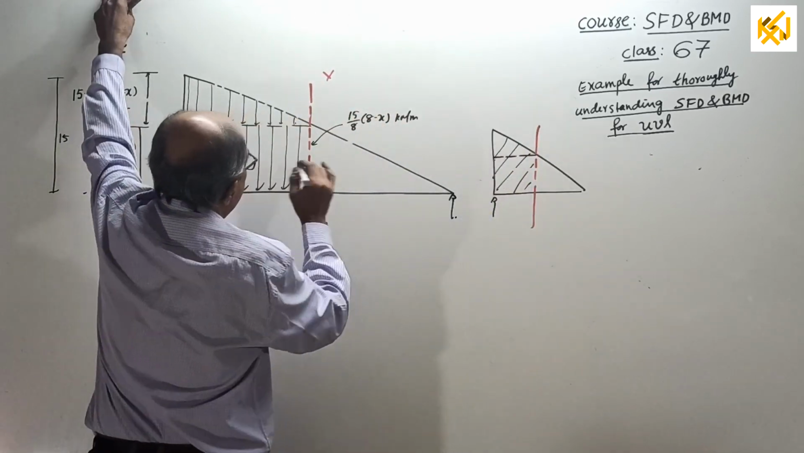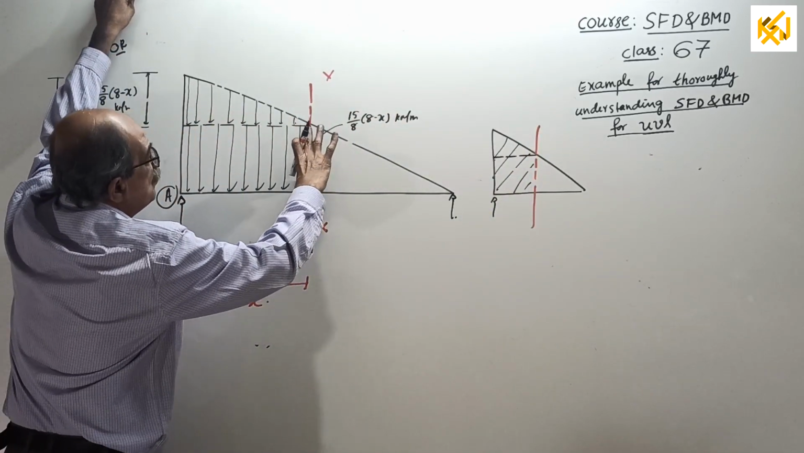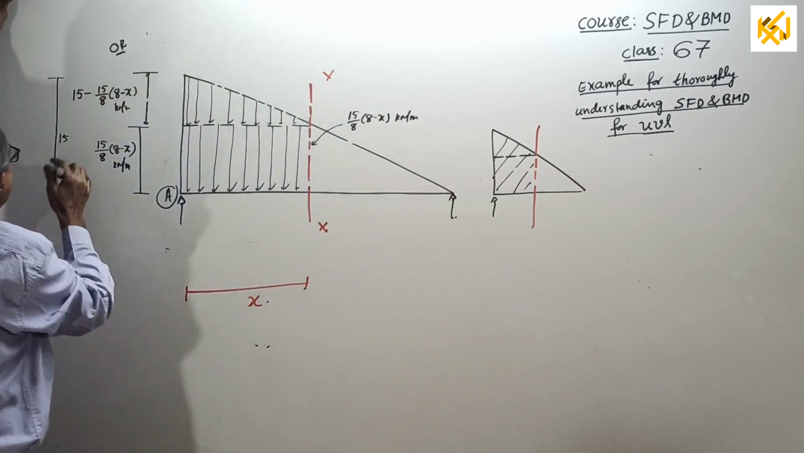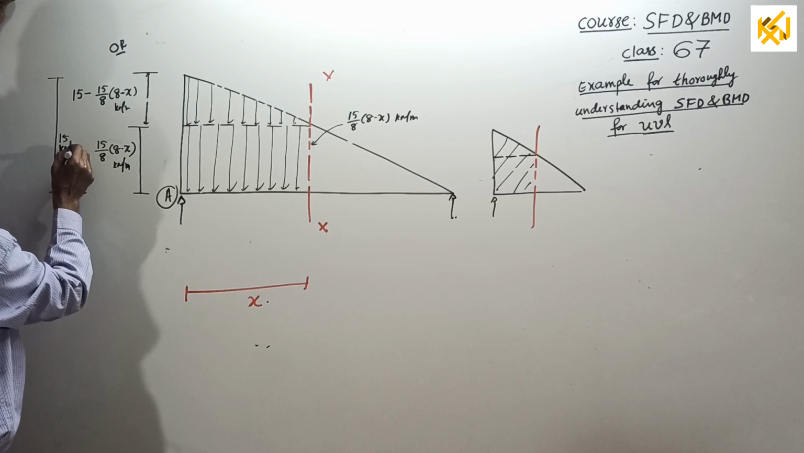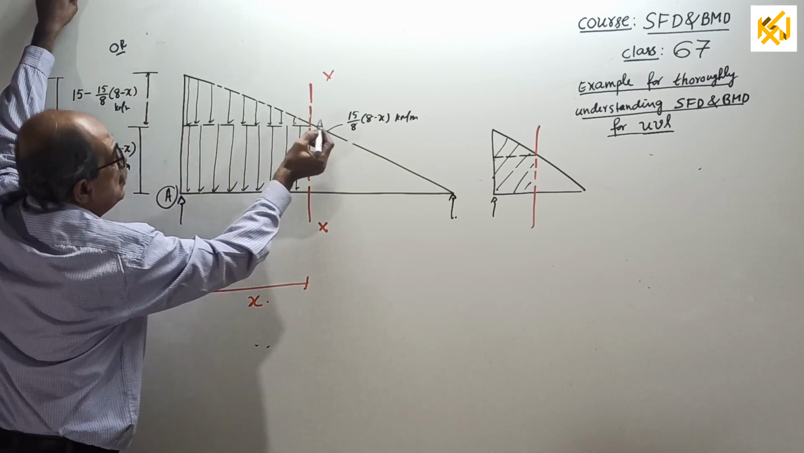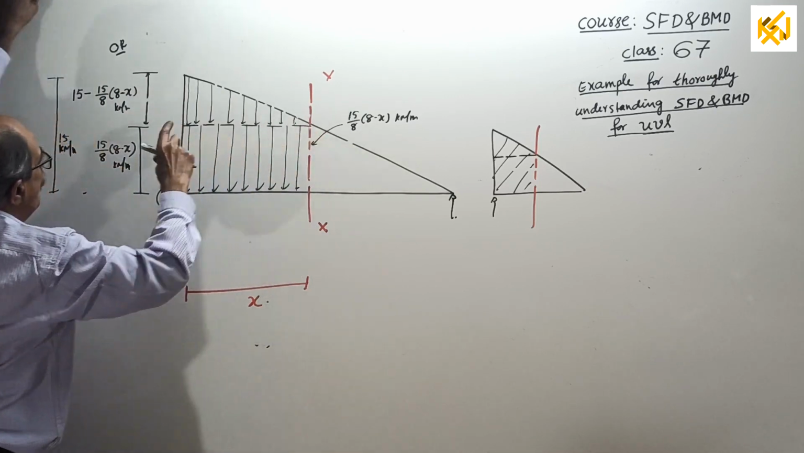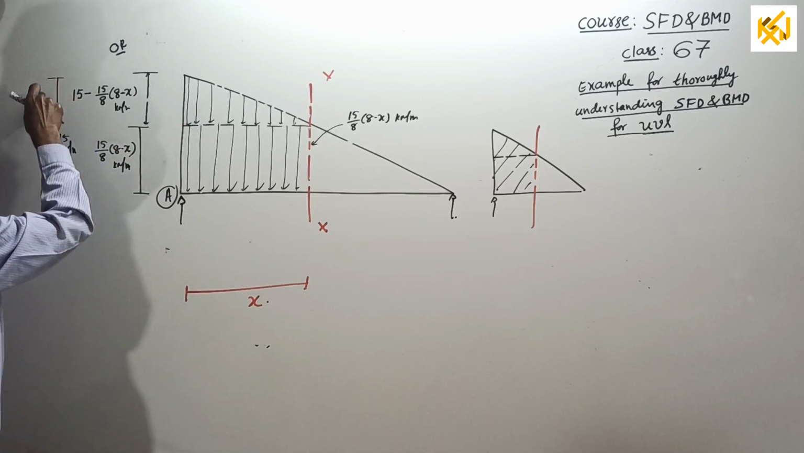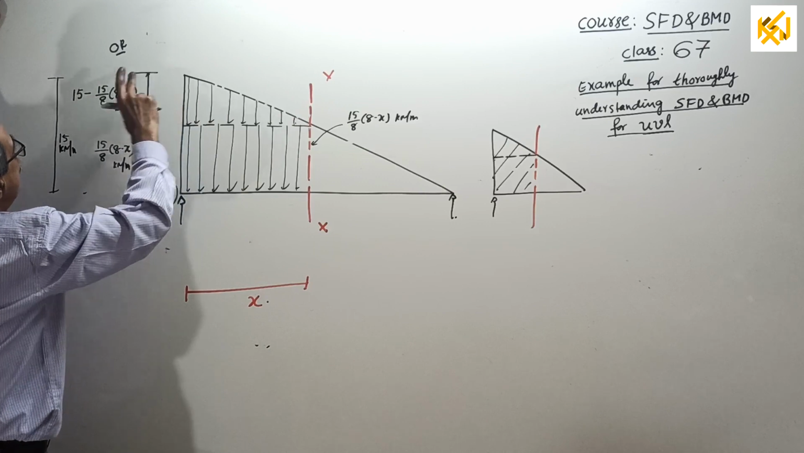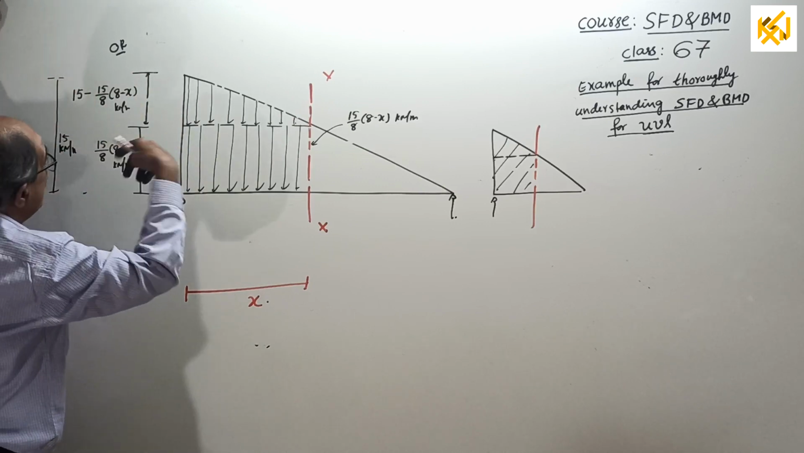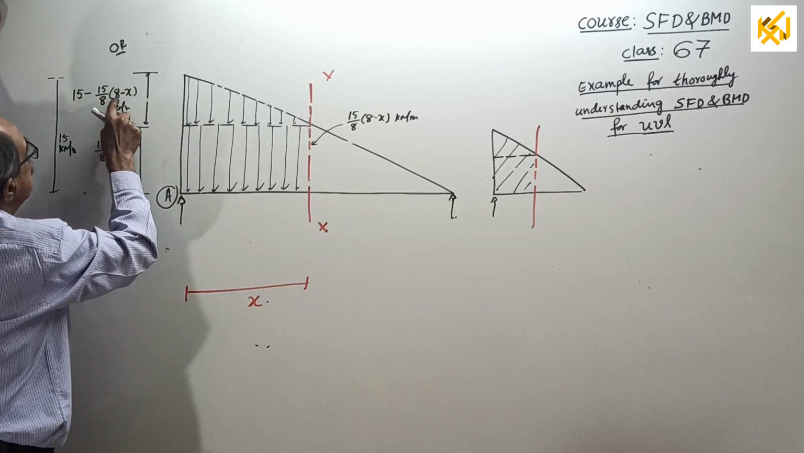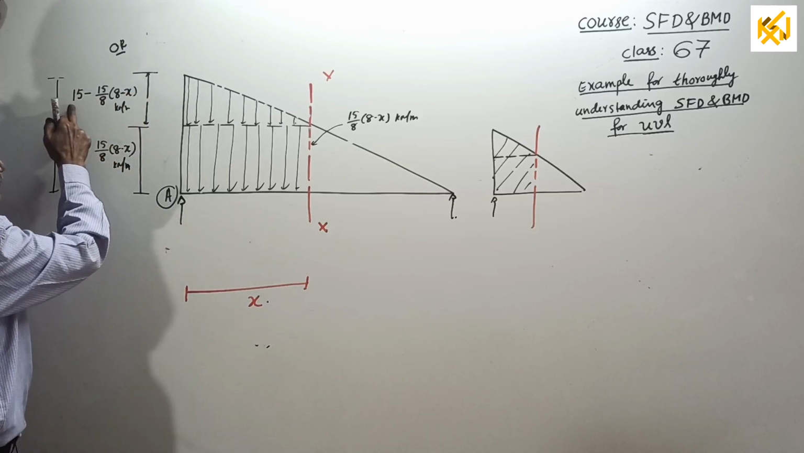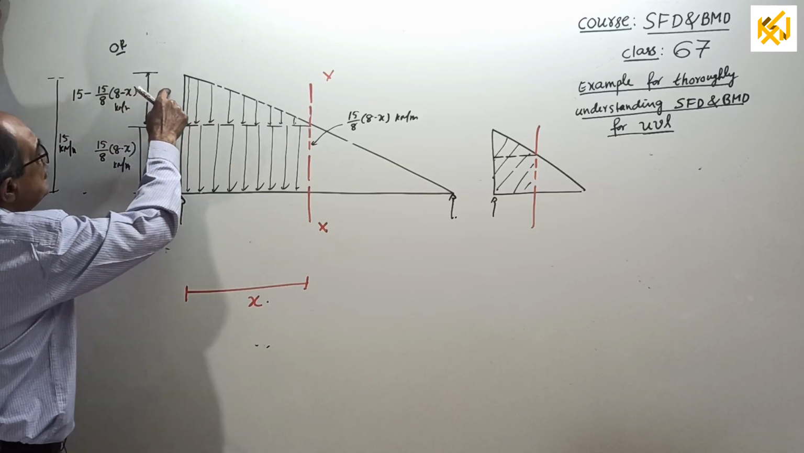Then see here, this is already known to you. 15 by 8 into 8 minus x, this total is 15 kN per meter. Therefore, divide it into parts. This is a rectangle now of 15 by 8 into 8 minus x kN per meter. Total 15. So this will be 15 minus 15 by 8 into 8 minus x kN per meter. Or you can make some simplification later. Okay, that is the second alternative.